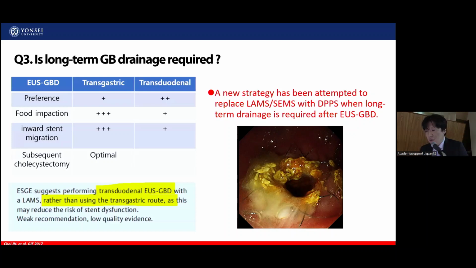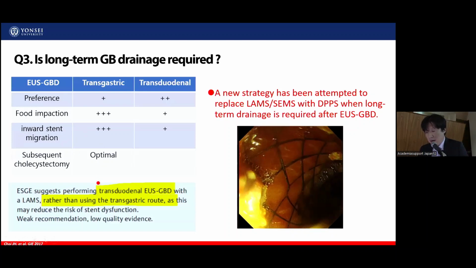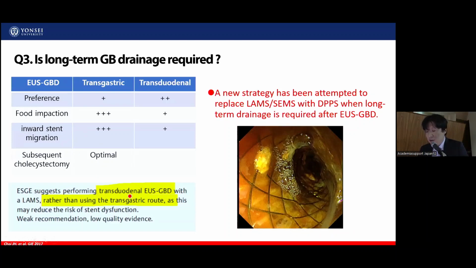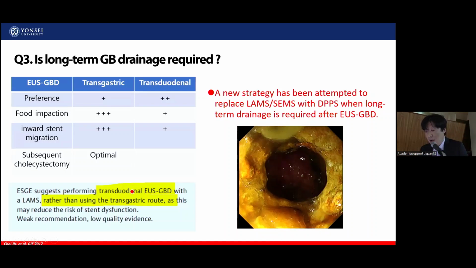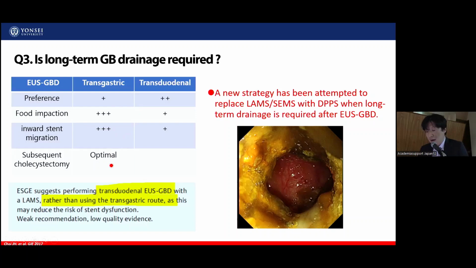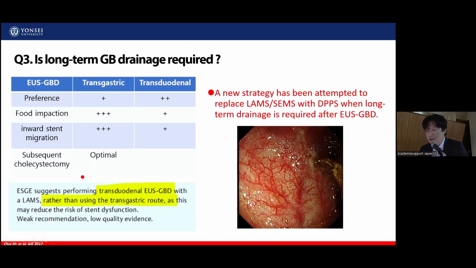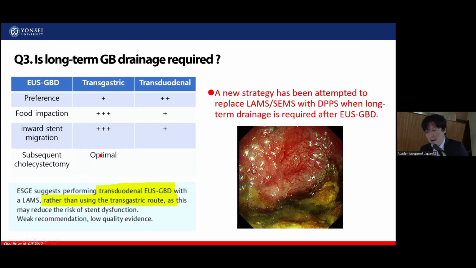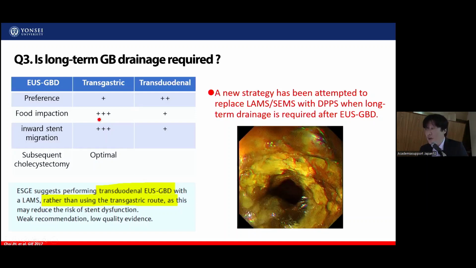The third question is whether a long-term gallbladder drain is required. ESGE suggests that transduodenal EUS-GBD is preferred. However, in many cases, the transgastric approach is used. It is an advantage for subsequent cholecystectomy, but it has a higher risk of food infection.